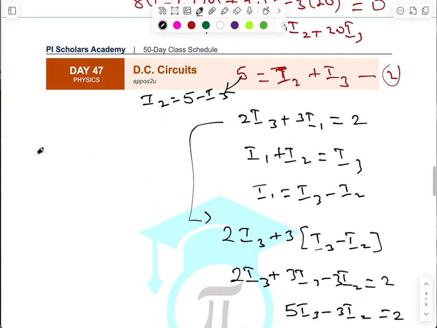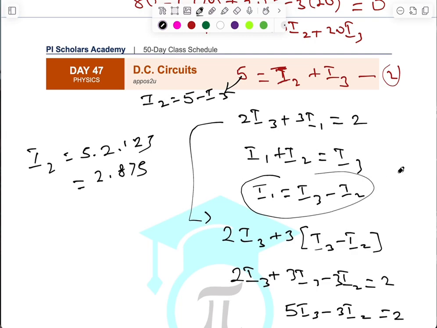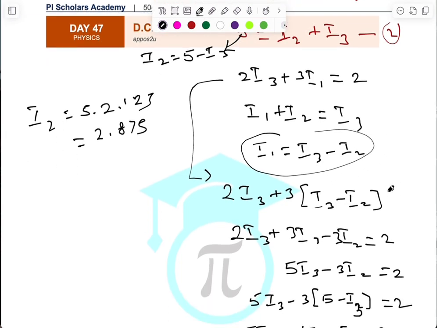Then if that is 2.125, I can easily get I2. So I2 will be 5 minus 2.125, which is 2.875. And earlier we said I1 is I3 minus I2. I3 itself is 2.125, so 2.125 minus 2.875 is negative 0.75. So I1 will be negative 0.75 ampere.